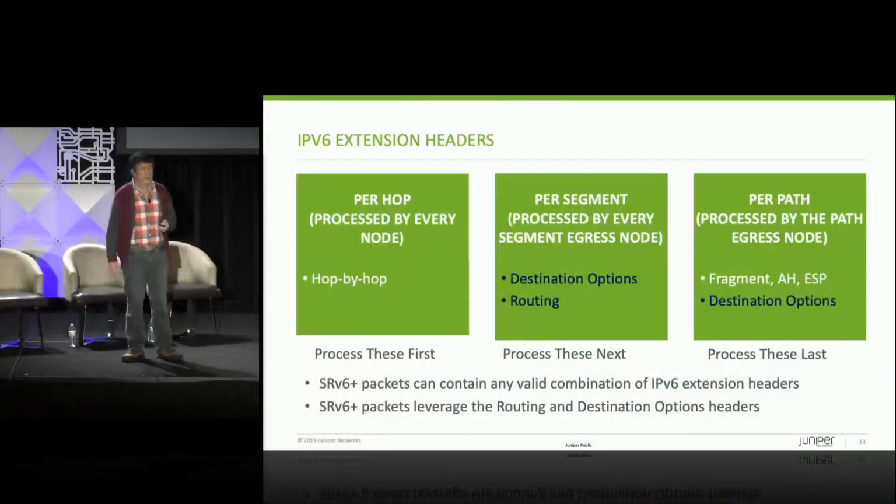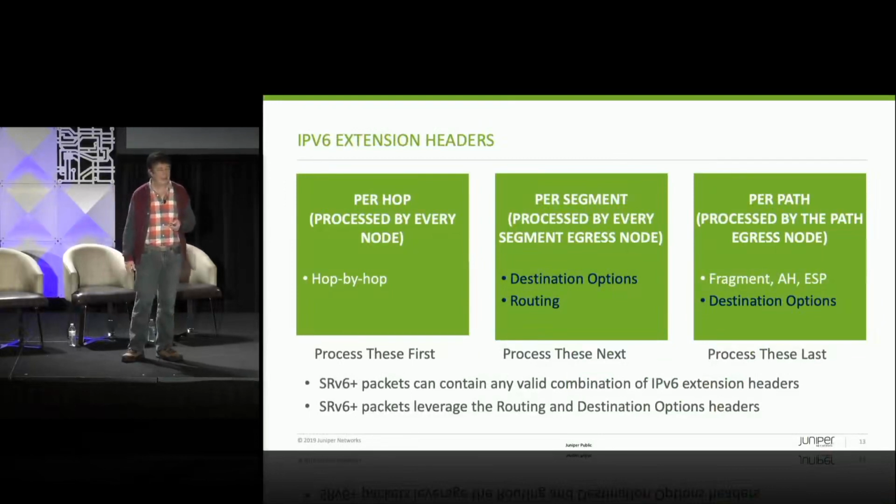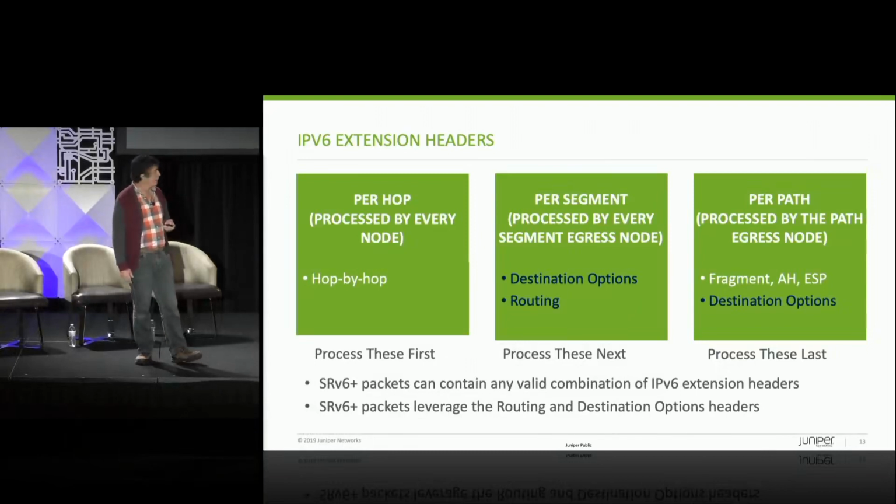So first, let's have a little refresher on IPv6 extension headers. IPv6 defines many extension headers, and they're processed in the order that they appear in a packet. They basically fall into 3 categories: per hop, per segment, and per path extension headers. Per hop extension headers are processed by every hop along the path. There's only one per hop extension header. It's called the hop by hop.